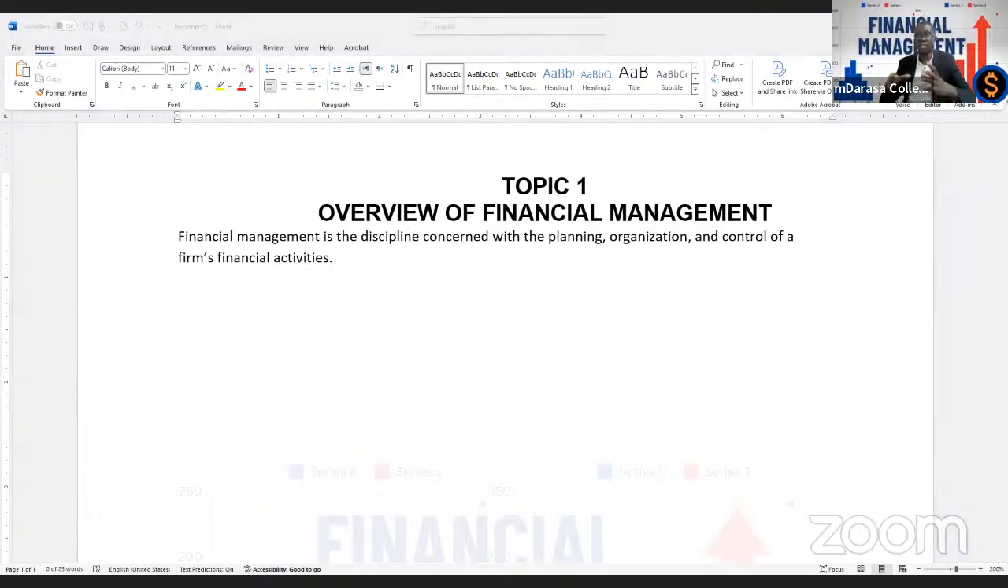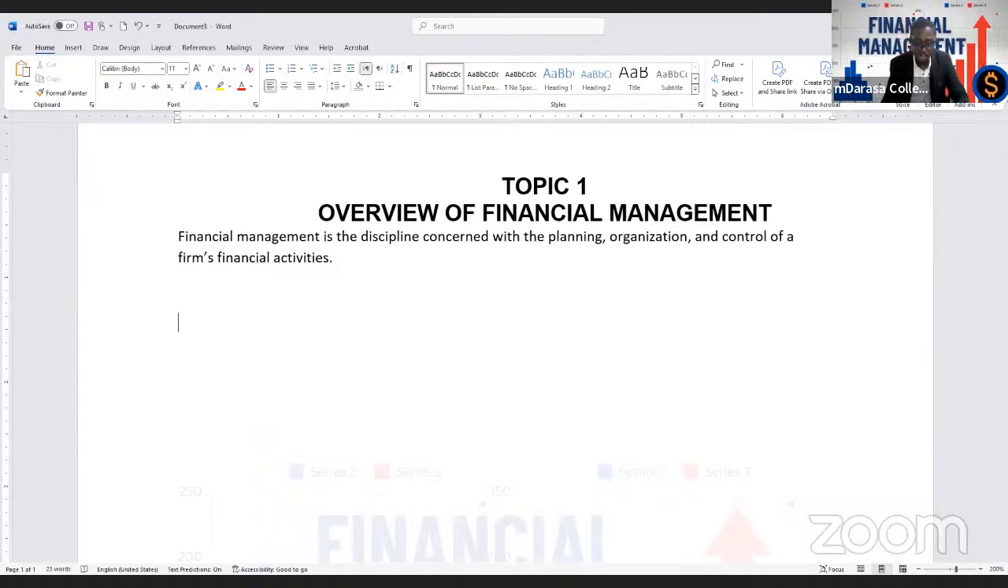So it is important that we understand that financial management, the whole framework, is basically rooted in ensuring that there's an optimal allocation and management of resources to maximize what? To maximize the firm's value. Maximize the firm's value.